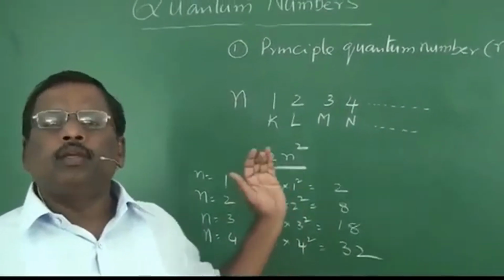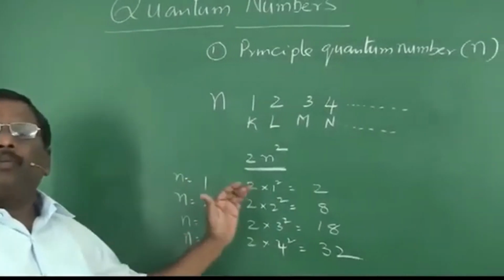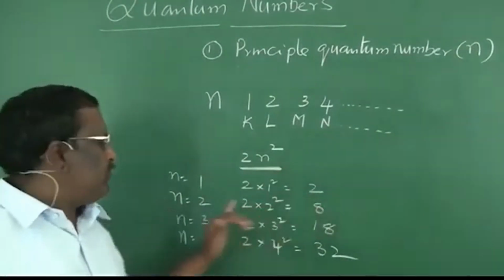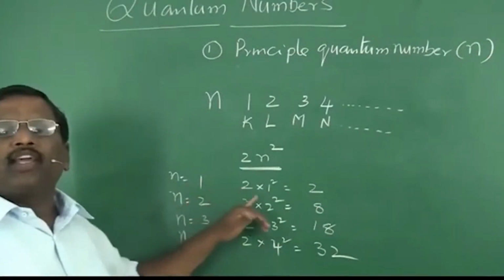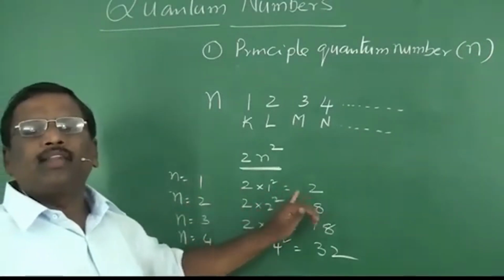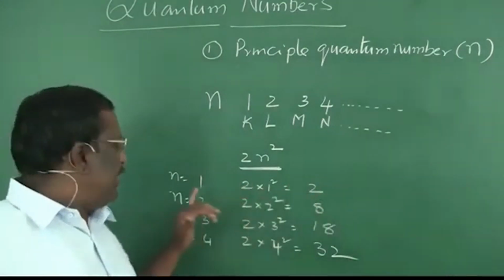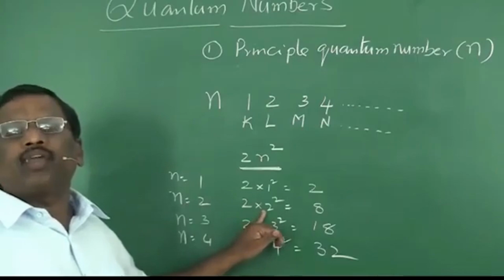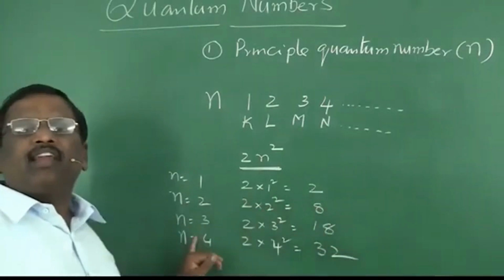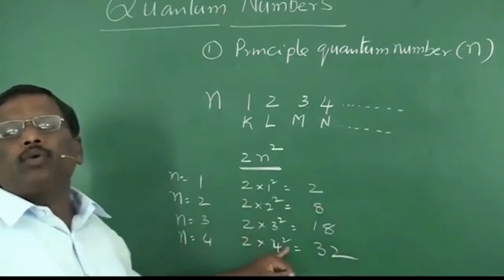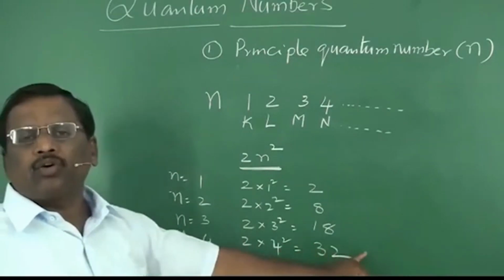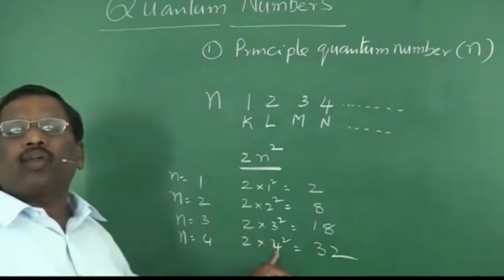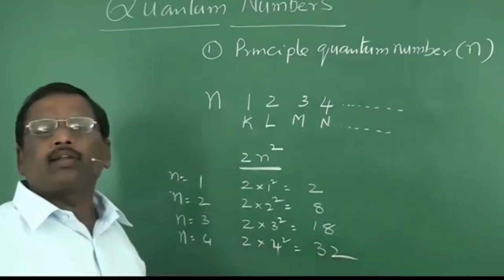The number of electrons that can be accommodated in a given main energy level will be equal to 2n square. That means first energy level, n value is 1, so it can accommodate 2 into 1 square, that is equal to 2 electrons. Second energy level, n value is 2, so it can accommodate 2 into 2 square, 8 electrons. Third energy level, n value is 3, so it can accommodate 2 into 3 square, that is equal to 18 electrons. Fourth energy level, n value is 4, so it can accommodate 2 into 4 square, that is equal to 32 electrons.